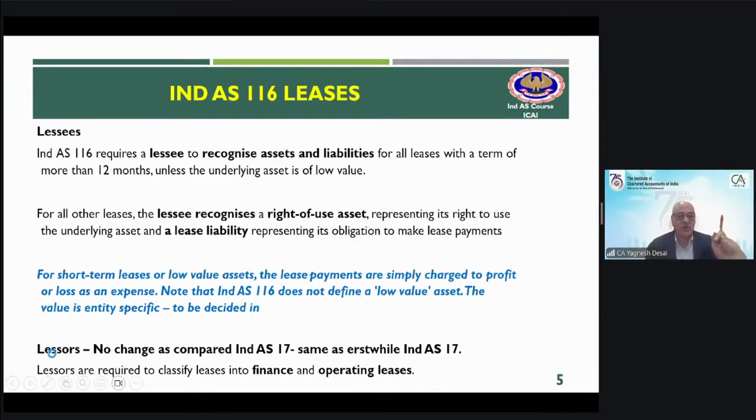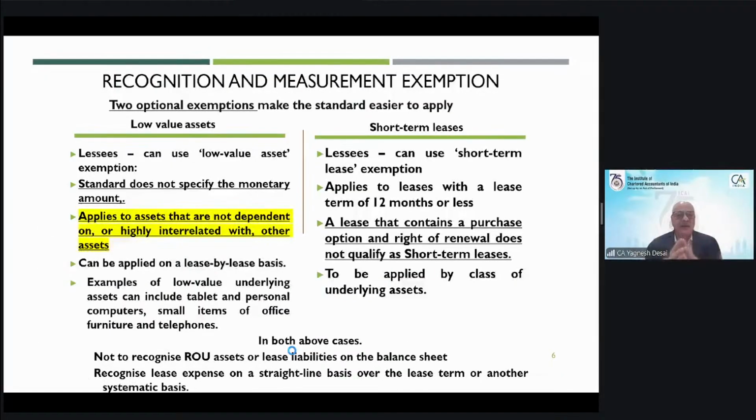I'm not going to dwell much on the lessor perspective because it's much the same. Here is an example of lease of low value and lease of short term, and later on we'll go to what makes a particular contract qualify as a lease under 116, wherein the lessee has to recognize A, ROU asset, and B, lease obligations, obviously at present value. I keep on repeating this because it's very fundamental that the lease payments have to be measured at the present value using IBR, incremental borrowing rate, or the rate implicit in the lease.